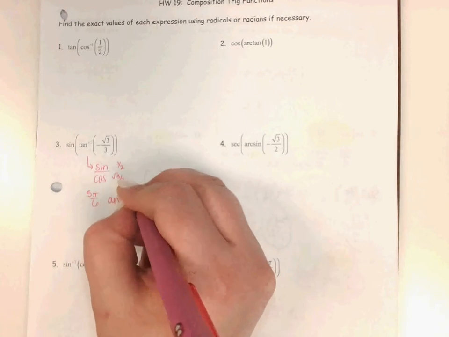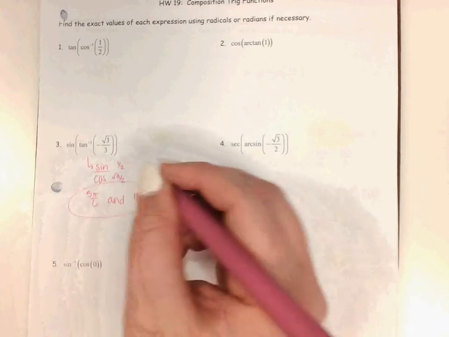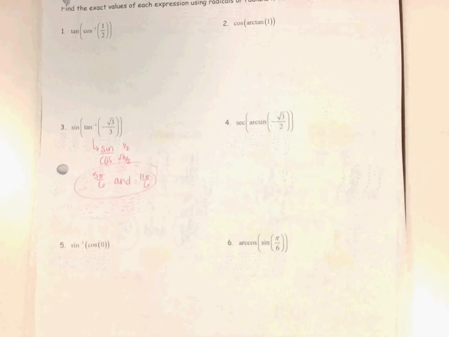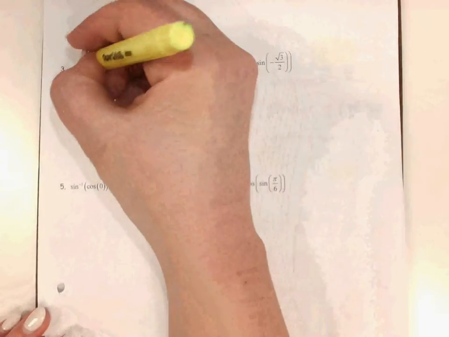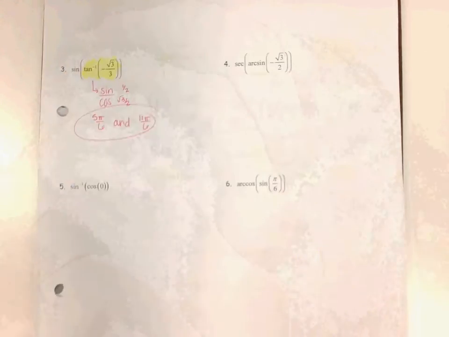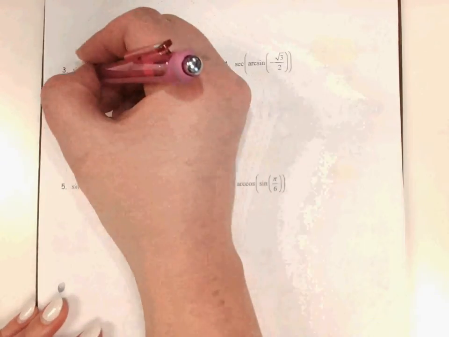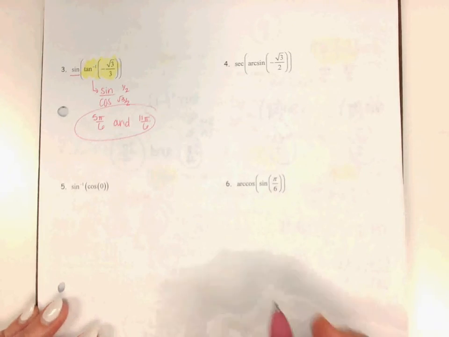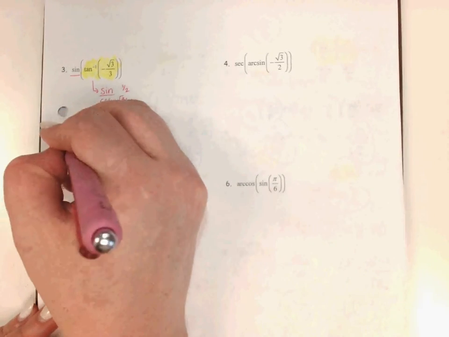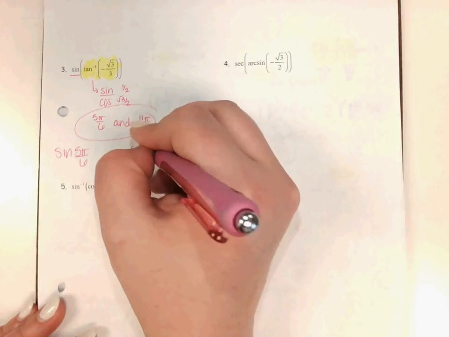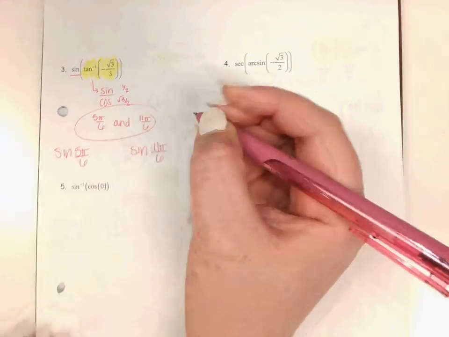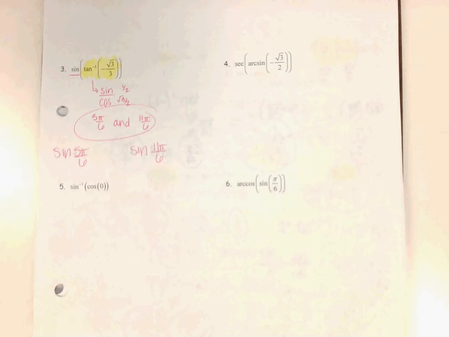So the middle of that is going to be 5 pi 6 and 11 pi 6. And then once I get those answers from the middle, what am I doing with them? I'm taking those numbers from the middle and now I'm going to plug them into sine. So then I'm going to find the sine of 5 pi 6 and the sine of 11 pi 6. And then you would just do that on your circle.